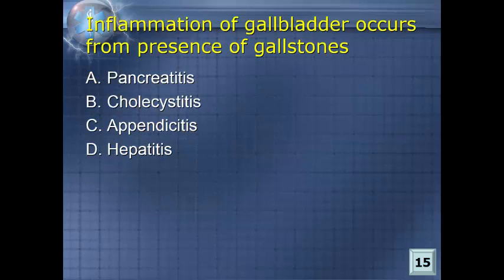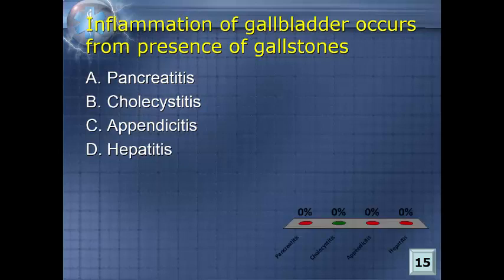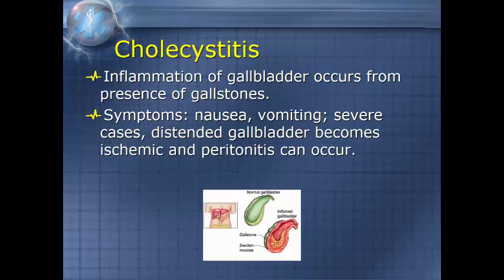Right, inflammation of the gallbladder occurs from the presence of gallstones. If you answered cholecystitis, you were correct. Alright, your signs and symptoms here: nausea, vomiting. In severe cases, you may get a distended gallbladder and it can cause peritonitis.